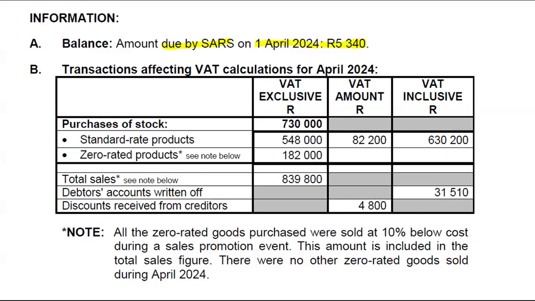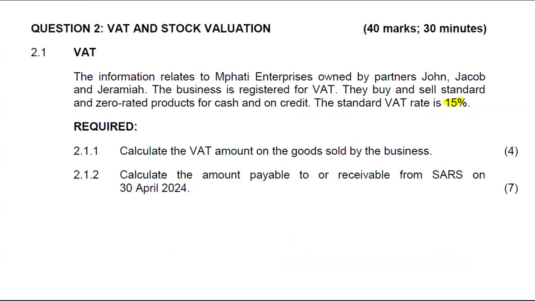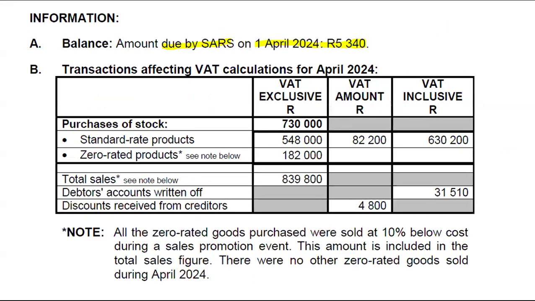Cool. I'm going to start with the first question where they said we needed to calculate. Let me just go back to it and read it as to what they want us to calculate. They want us to calculate the VAT amount on the goods sold by the business. And the business only sold these goods here. So total sales will be 839,800, all right? And they put a star there. And you need to understand that 839,800, all of it will attract VAT output because it's on sales.